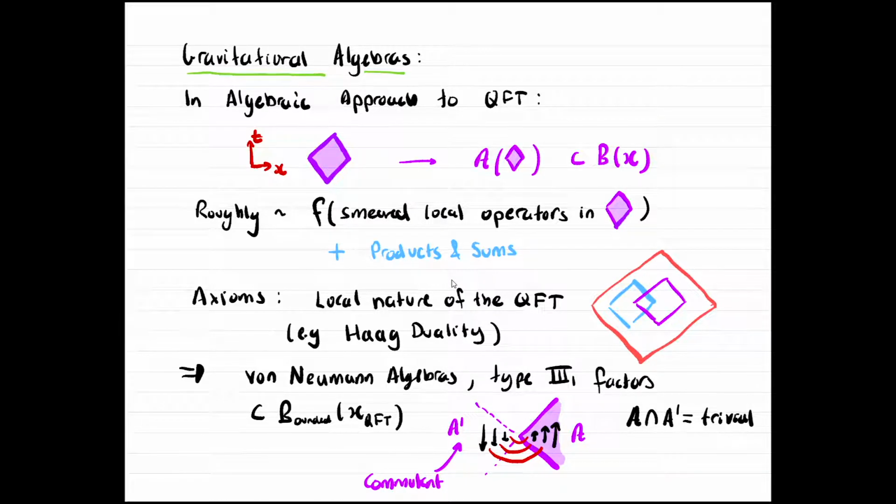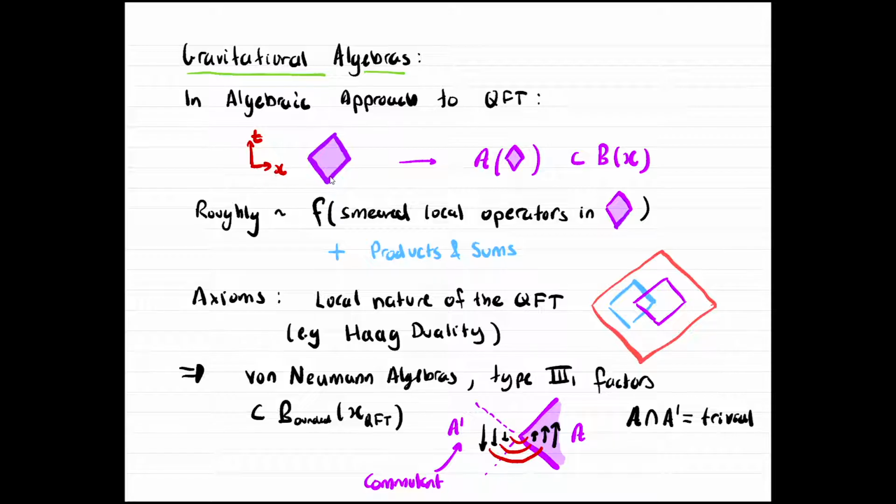So if we just step back and think about quantum field theory, in the algebraic approach to quantum field theory, in particular using these Haag-Kastler axioms, you start with a set of causally complete regions, and to each of those regions you assign some algebra. Okay, so some algebra of operators, as a subalgebra of all possible operators on your Hilbert space. And you roughly should think of these as just functions of smeared local operators in this diamond, and products and sums and so forth. So you generate an algebra.